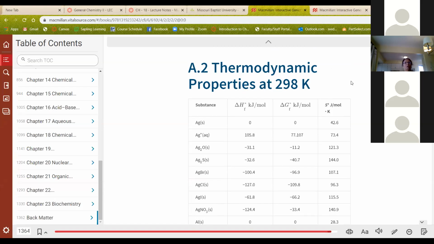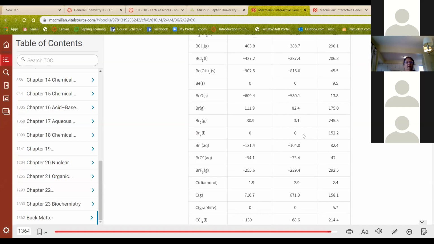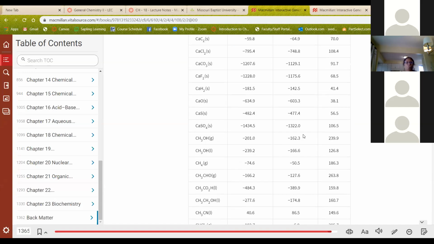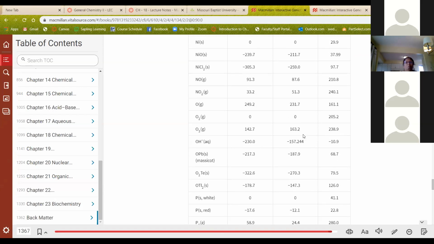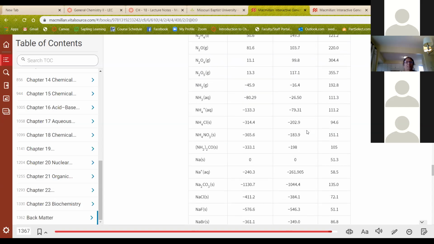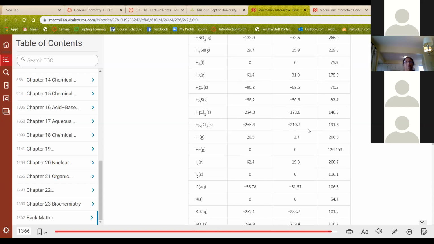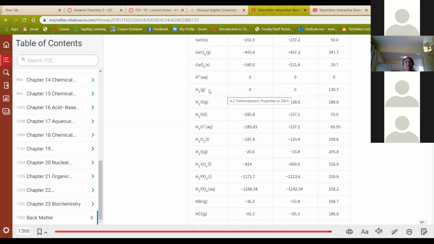Okay. So you have delta HF0 and then delta GF0, you see that? And then S0. So go down here and find out what the values are for hydrogen gas, H and then O. So it's a long table. Did I pass H? Okay, hydrogen gas, because it is an element in its natural state, for the enthalpy of formation and the free energy of formation, those values are 0.